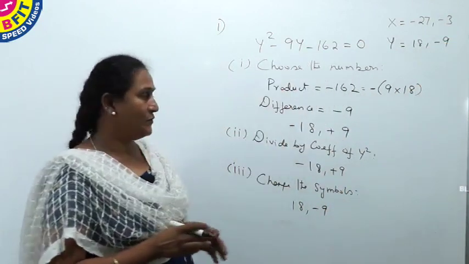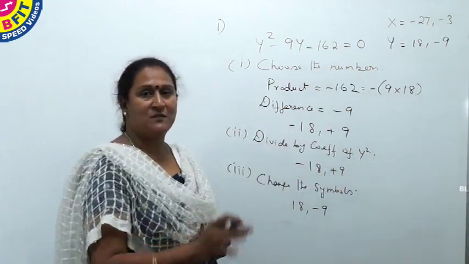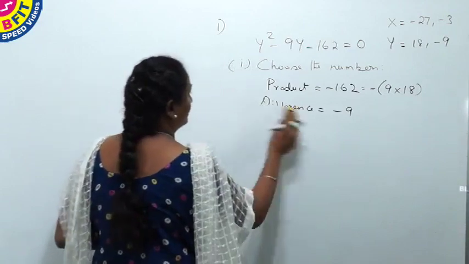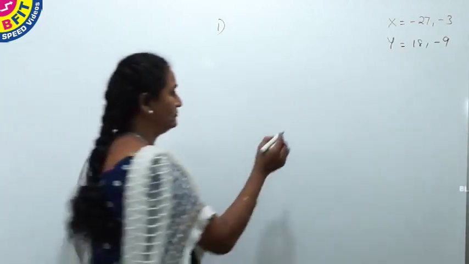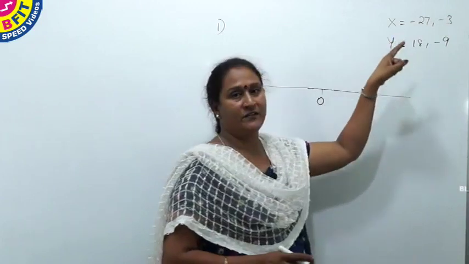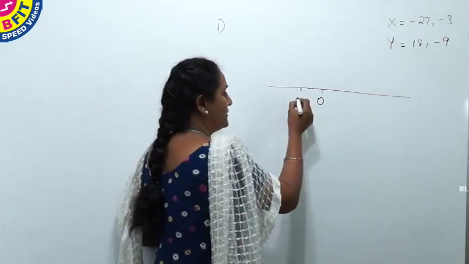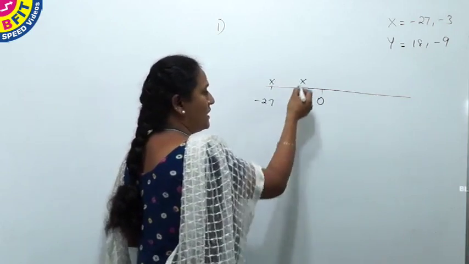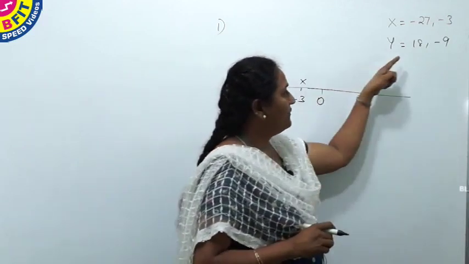After getting these values, you have to choose which option we should go for. To choose the option, simply place these numbers on the number line, which makes our work easier. Having 0 in the middle, the values of x, minus 27 and minus 3, are both negative, so write them on the left hand side of the number line. Minus 3 is greater than minus 27, so minus 3 is on the right. We place x at minus 3 and minus 27.